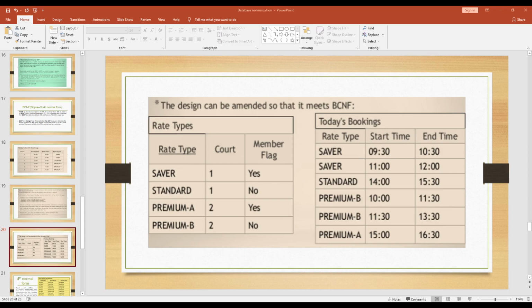The candidate keys for the rate types table are rate type and court member flag. The candidate keys for the today's bookings table are rate type, start time, and rate type, end time. Both tables are in BCNF.